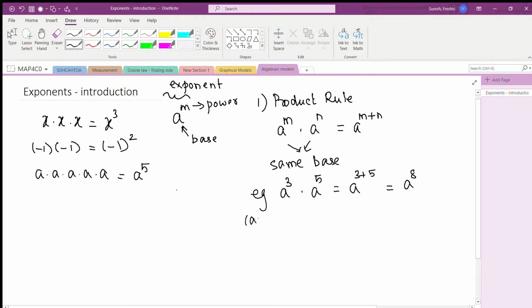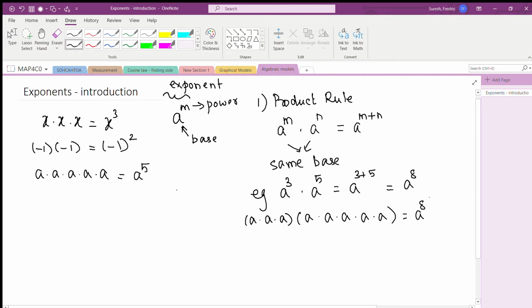So a to the power of 3 is a times a times a, and a to the power of 5 is a times a times a times a times a. Now count all of them. We have 3 in the first bracket. We have 5 in the second bracket. So 3 and 5 together will give us 8 a's, and that is why it's like that.